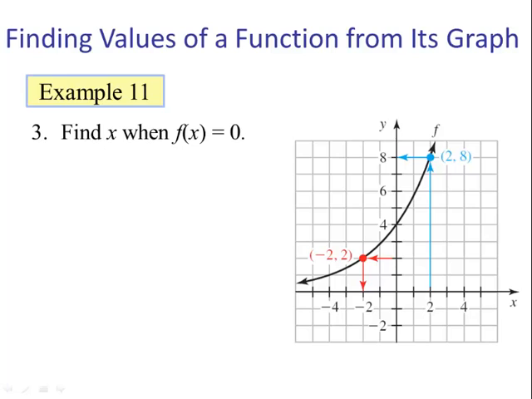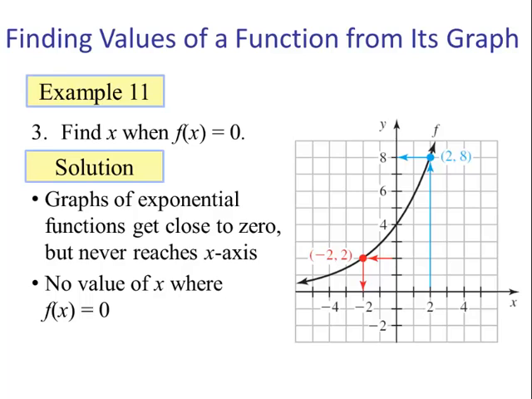Example 11. Find x when f of x equals 0. So we go to the y. Here's where y is 0. And we want to know what x will be when y is 0. Well, this x-axis is a horizontal asymptote, so this graph will get close to 0, but it'll never equal 0. So there are no values of x where f of x equals 0.